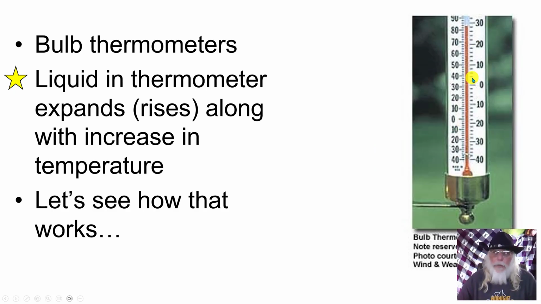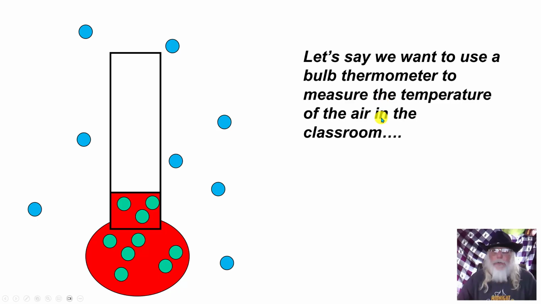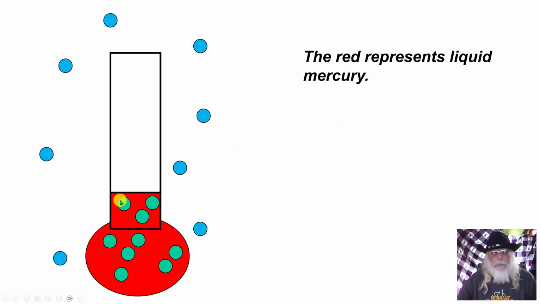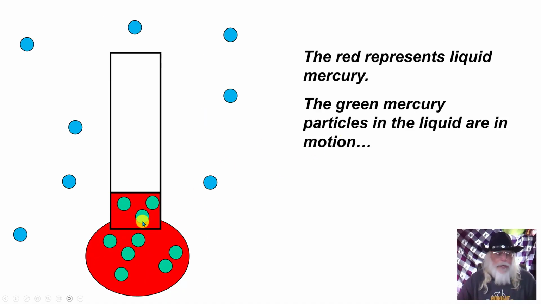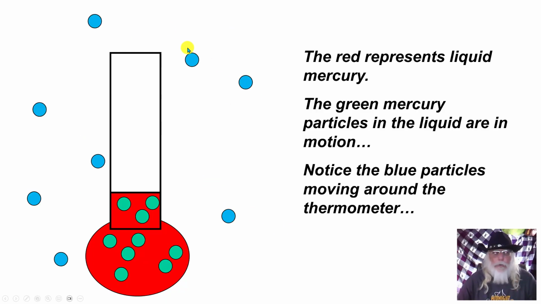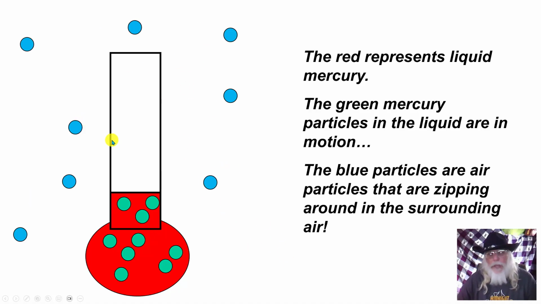Let's see how that works. Why does the liquid rise? Well, let's just say we want to use a bulb thermometer to measure the temperature of the air in the classroom. So the red liquid represents the liquid mercury in this case. The green, I just colored them green so they'll show up on the red. If I colored them red, you're not going to be able to see them really well. But these are the individual particles, because they're atoms, of mercury. The blue particles are moving around the thermometer. Those are the air molecules that are surrounding the thermometer.